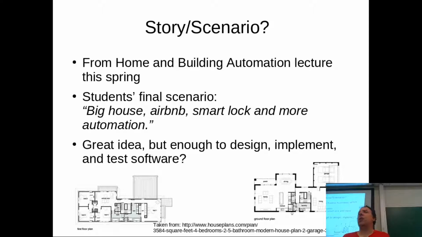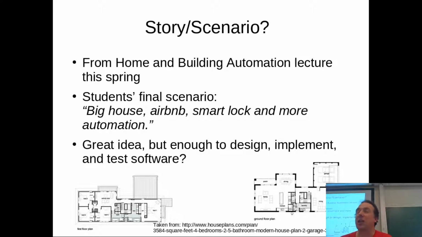So the issue is, I sometimes get very weird solutions from students if I ask them to come up with an idea, and they're usually not concrete enough for me. Last time I did the home and building automation, the student suggested they want to do a big house, something with Airbnb, a smart lock, and more automation.